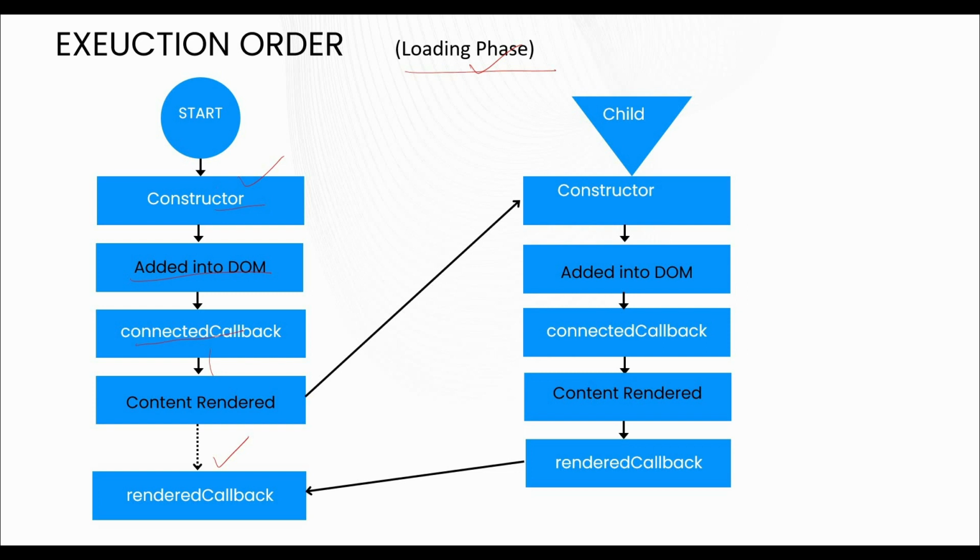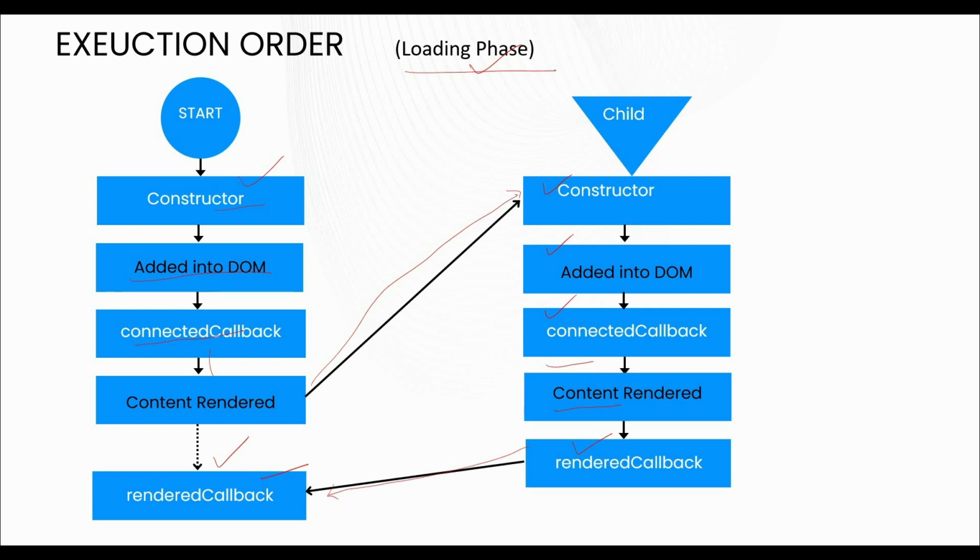But if we are calling a child component in our component, then before calling renderedCallback of the parent, the DOM will start execution of the child component. I mean, the same flow will start for the child component. The child constructor will get called, then the child element will be added into the DOM, then the child connectedCallback method will get called, then content rendering will start for the child. And again, if the child is also calling another child, then execution will start for that component. Once all the components are rendered in the child component, the renderedCallback method will get called first for the child, then for the parent component.